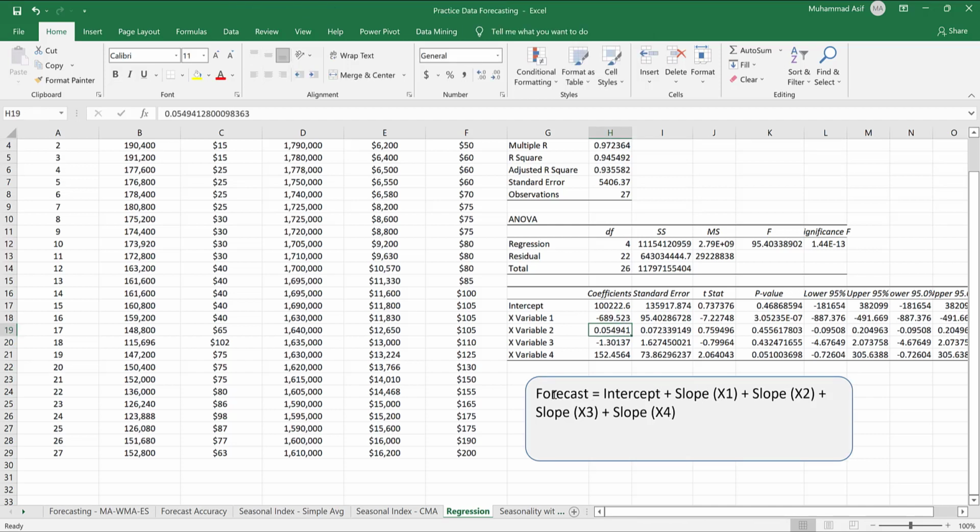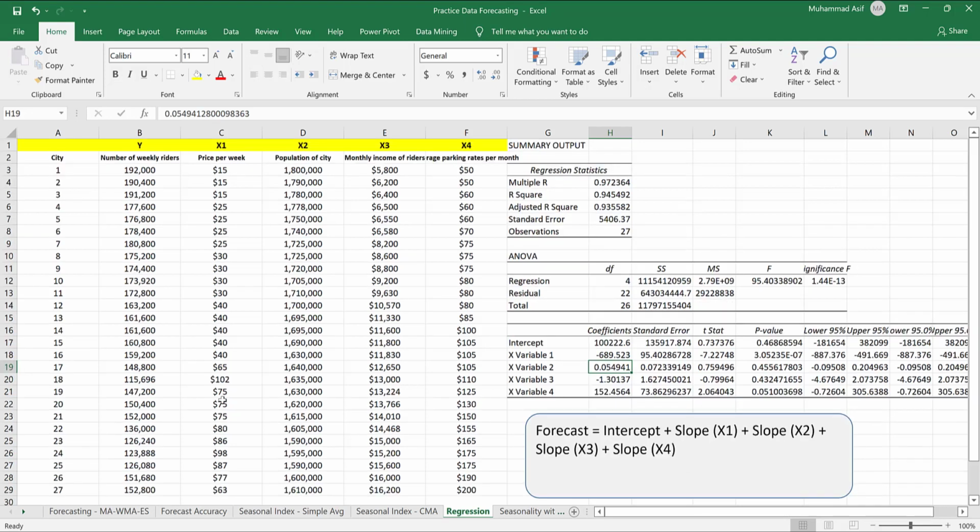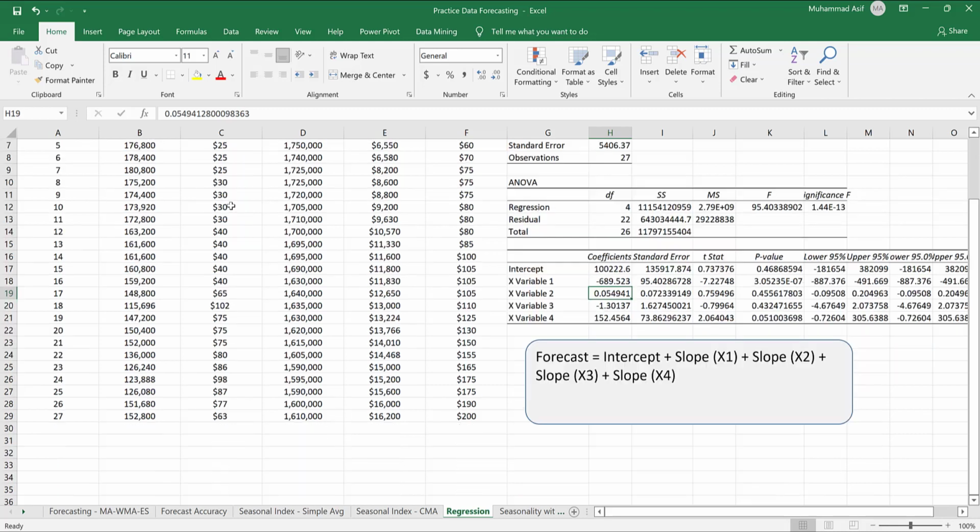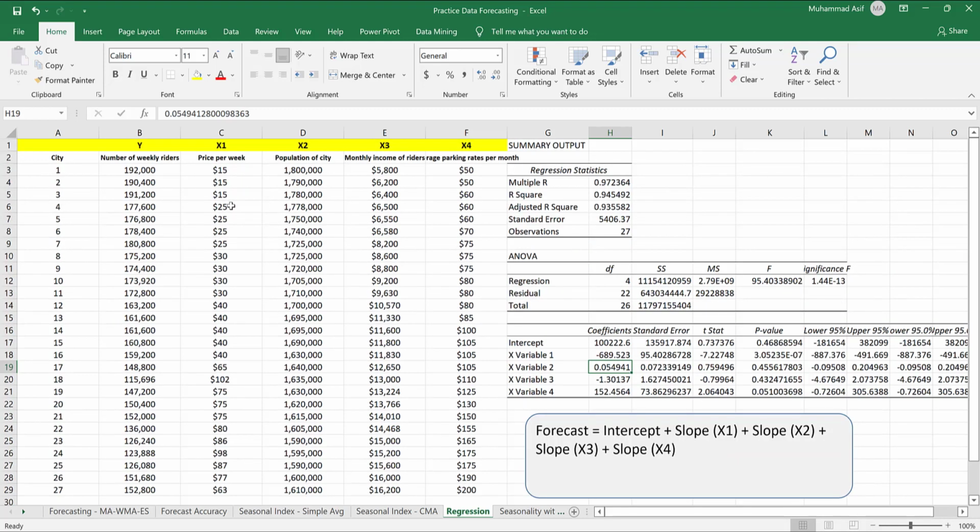Now, for example, let's say we make a forecast for next period, or with a different set of variables. So what we will do is use the intercept. Intercept will remain the same. Then we will use another variable, for example, price per week. If price per week is changing, let's say it becomes 100 or something, we will place it there, and the slope is already there.